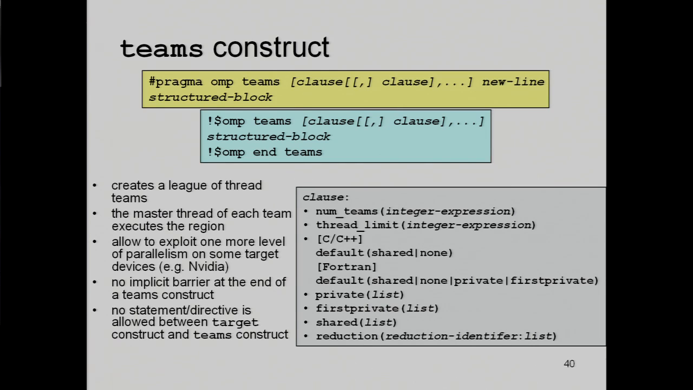If you have a teams construct, this is the syntax, and you create a league of thread teams. There are multiple thread teams, and the master thread of each team executes the region. This is a similar idea, not the same, to a parallel region. This allows us to exploit one more level of parallelism. There's no implicit barrier at the end of a teams construct. And as I mentioned before, the teams construct has to be inside the target construct, lexically. Lexically, that's important.